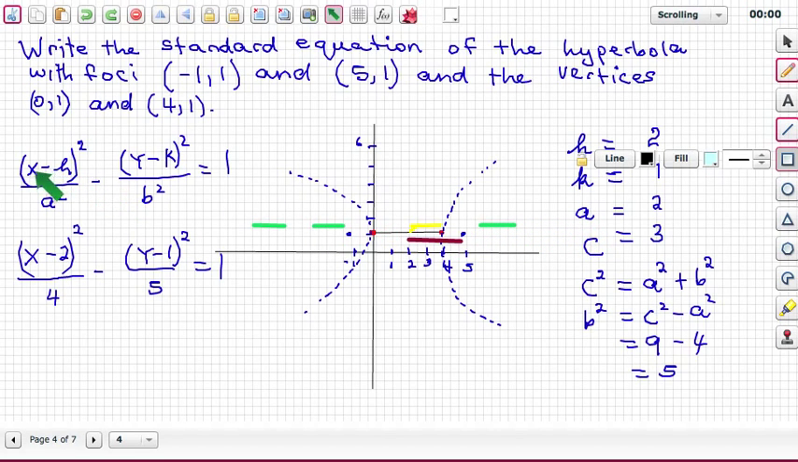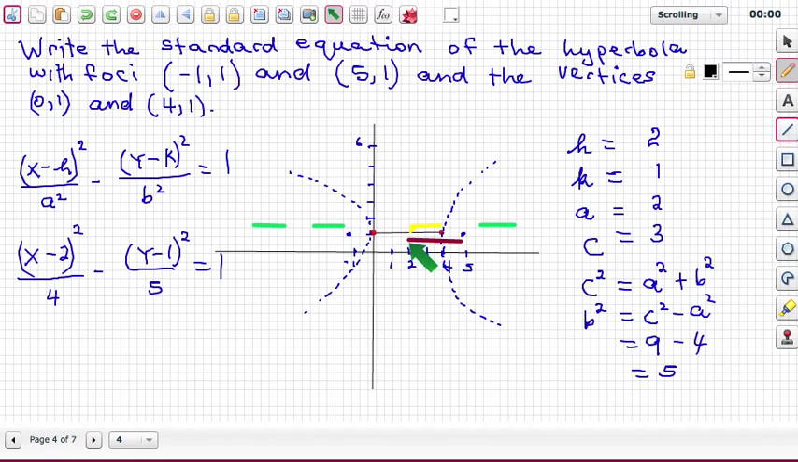So I will work with the general equation of (x minus h) squared divided by a squared minus (y minus k) squared divided by b squared is equal to 1. Knowing the distance between the vertices, which I know to be 4, half the distance is 2. So the value of a is 2. h is 2, k is 1, that's the center right there, that's the midpoint between the two vertices.